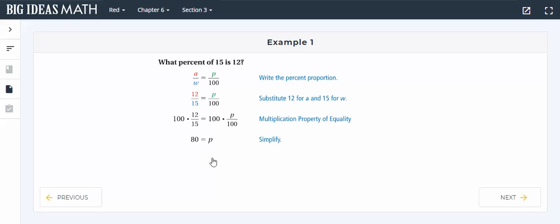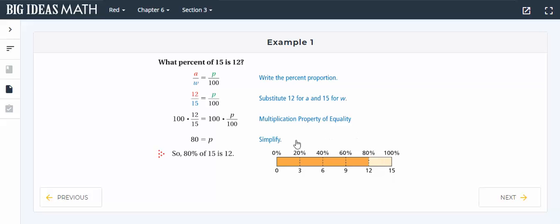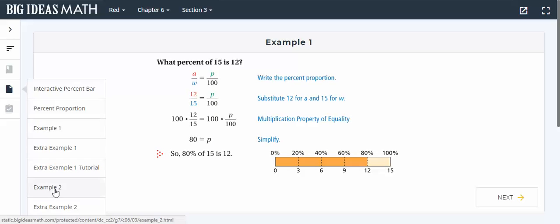So you're solving, you get 80 is equal to p. So then remember that because it was a percent, it is 80% of 15 is 12 because it was per 100. So 80% is the answer. You could always take 15 and break it into 5 equal sections, 3, 6, 9, 12, 15, and then break it into 20, 40, 60, 80, 100 on your number line or bar graph. And then you can also see the 80% would be 12. That's one way to do the percent proportion.